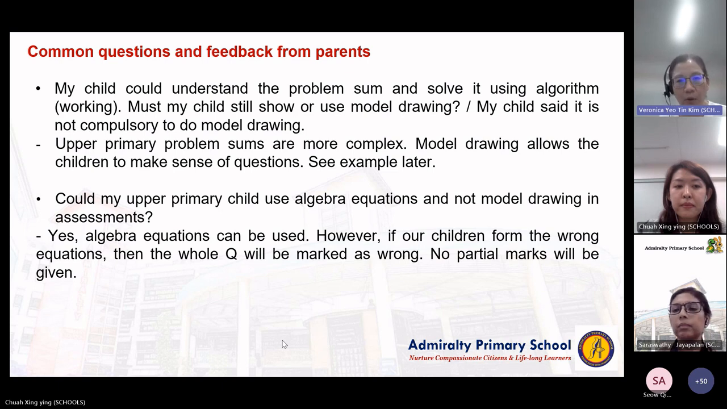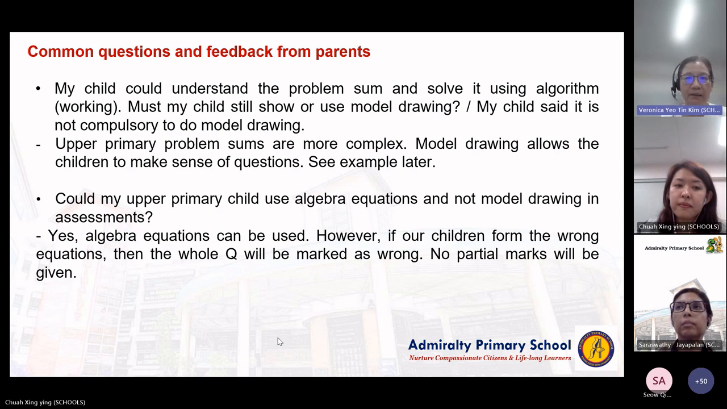I'm aware of all this possible feedback, and let me assure you, model drawing is important because the upper primary problem sums are generally more complex. Having the basic skill of doing model drawing allows our children to make sense of and visualize the questions better. Later on, I'll show you some examples. Once we transit into fraction topics, and into ratio or even percentage topics at primary 5 and 6, the models do get a little more complex.